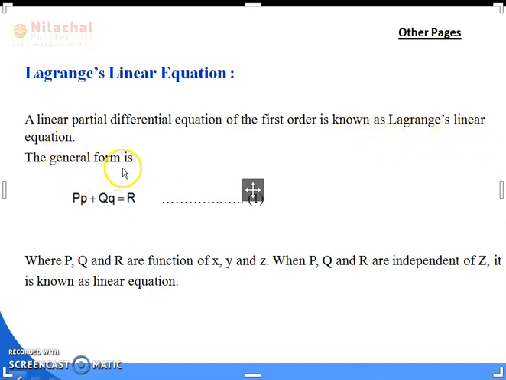The general form of Lagrange's linear equation is capital P small p plus capital Q small q equal to capital R. As we know, small p means del z by del x, small q means del z by del y. Some questions we can face like this. It will be written in this format: Pp plus Qq equal to R, where P, Q, R are functions of x, y, z, and P, Q, R are independent of z. It is known as the linear equation. Okay. So such type of equation is known as Lagrange's linear equation.